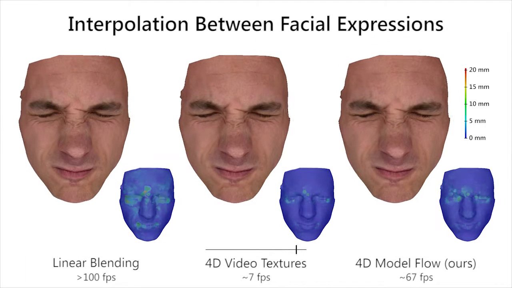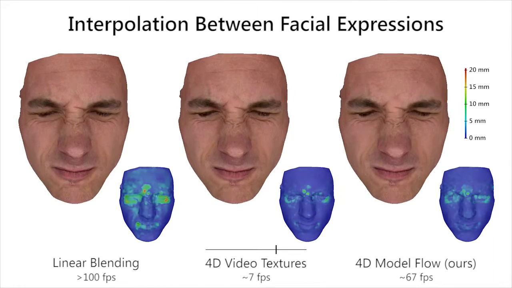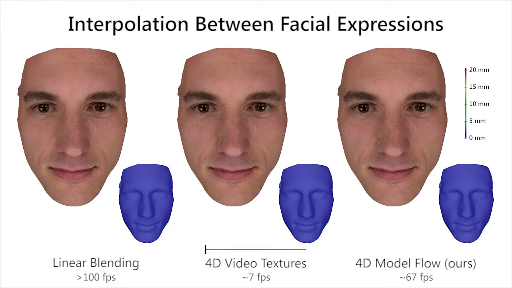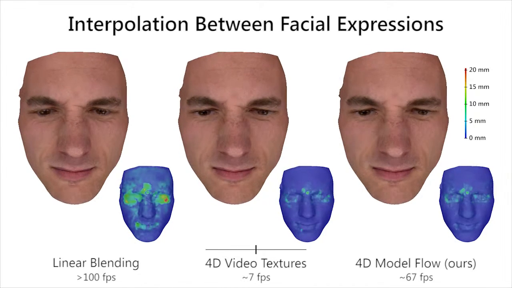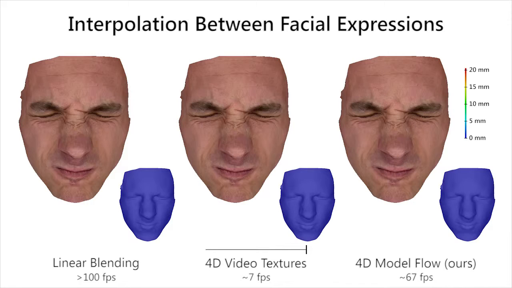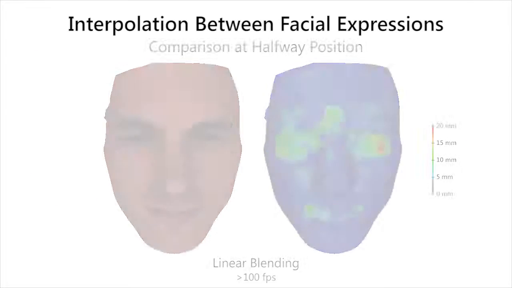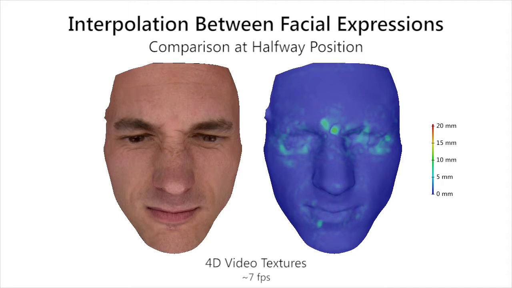Our approach can also be used to synthesize parametric facial expressions by interpolation. This dataset has been geometrically aligned with sub-millimeter accuracy across the expressions using a state-of-the-art facial surface tracking method. Even in such a geometrically accurate dataset, our 4D model flow improves on the existing alignment with the linear blending of the appearances. These differences are better appreciated in this comparison at the halfway position.